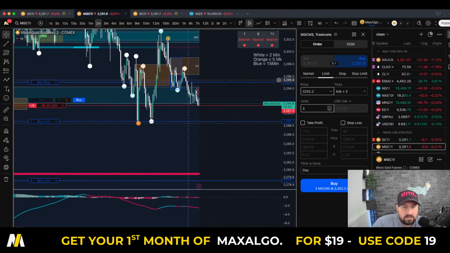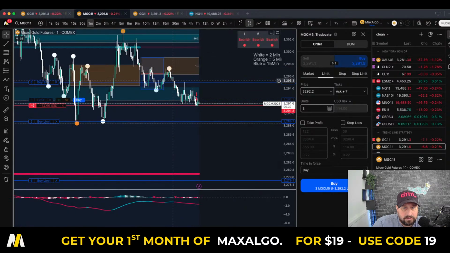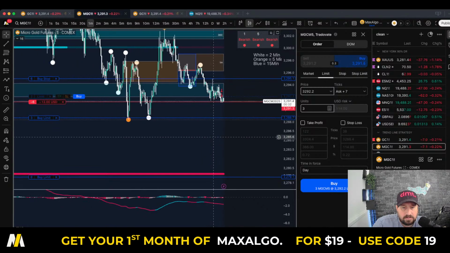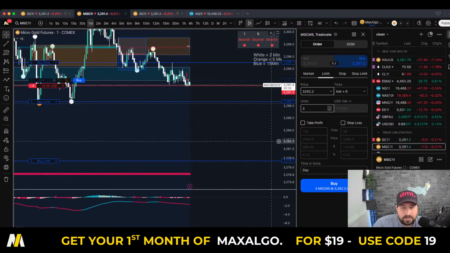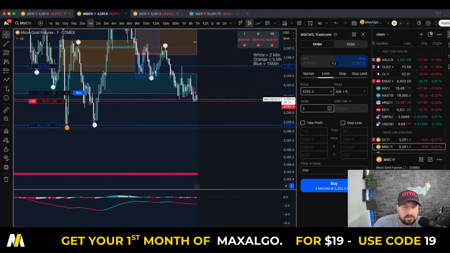On the 1 minute, could have got in here. On the 1 minute, this would have been the entry on the 1 minute. This candle. Still a bit close, but you can see we've had this correction here. So we're looking for continuation.